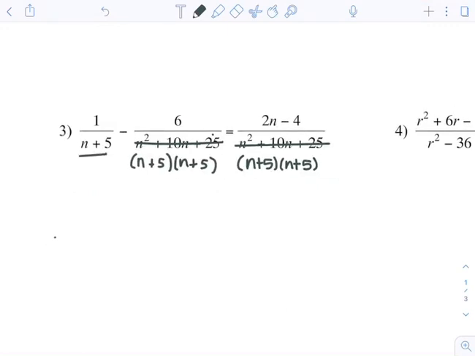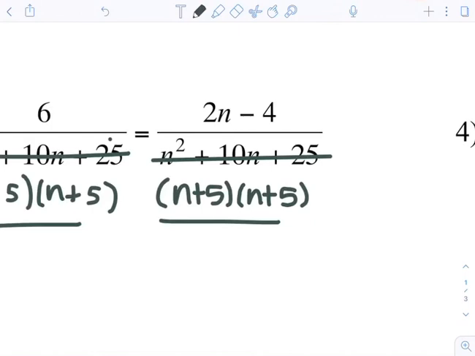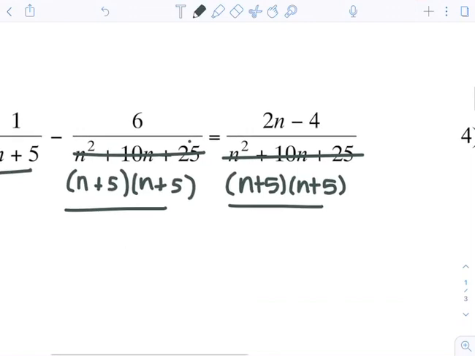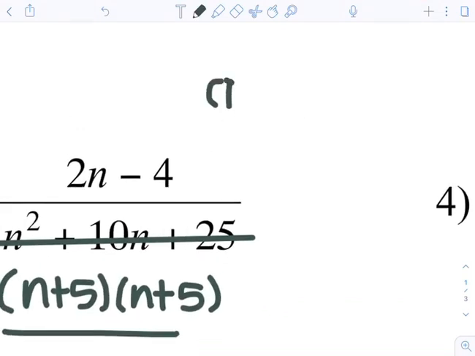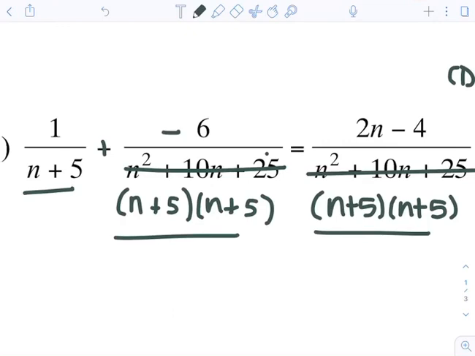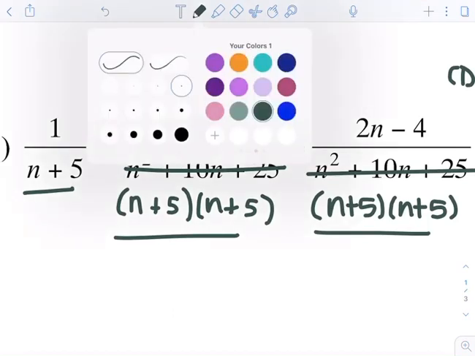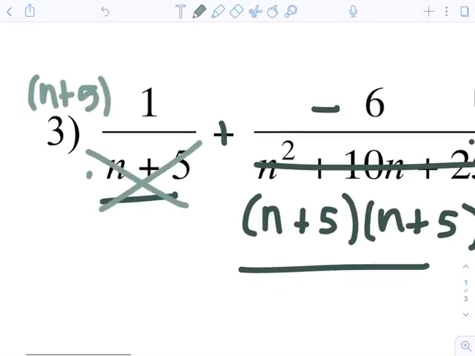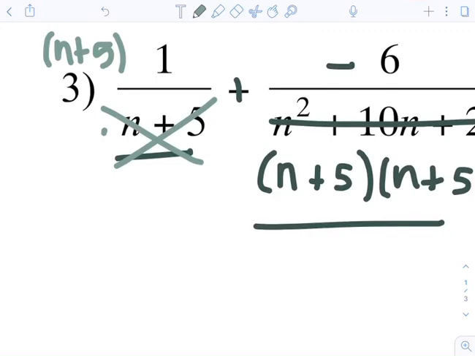So looking at every single denominator, these two denominators have 2 n plus 5s. This one only has 1. Well, you can only go bigger, not smaller. So the common denominator is 2 n plus 5s. So what you're going to do is first distribute your negative, and then you're going to multiply by what this is missing. So this denominator is missing one of the n plus 5s. So I'm going to multiply the numerator by n plus 5 and cross out this denominator. Then n plus 5 times 1 is n plus 5.